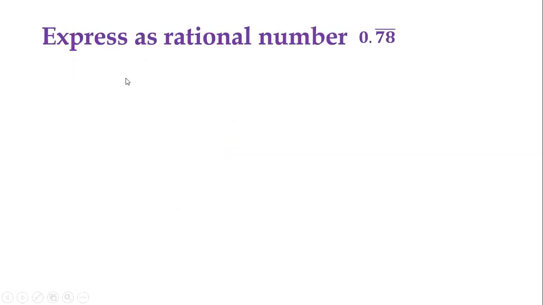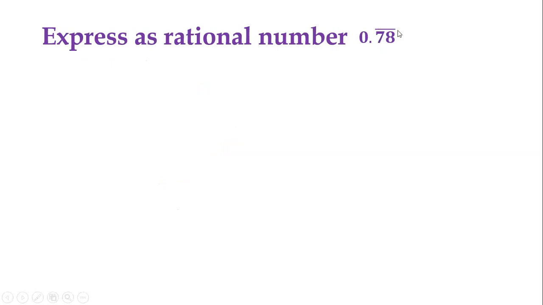The next idea we are going to discuss is the rational number. When we discussed the previous chapters, we said the meaning of rational number is nothing but expressing the number in p by q form. Any number that can be written in p by q form, that is in numerator and denominator, is called a rational number. Here I am having 0.78 bar.